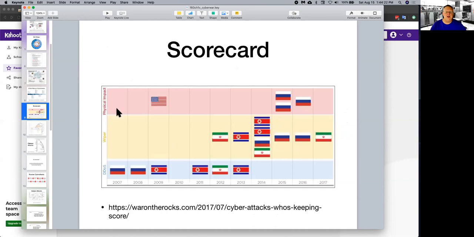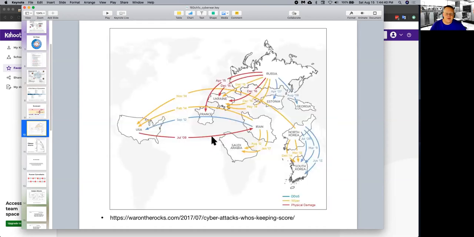So in the scorecard, as far as doing physical impact, the United States was first in 2009 against Iran, and Russia has come out more recently doing it. There's wipers that just erase all the data on a machine to hide your tracks, and then DDoS, which is very common. These are common types of attack, and here's a chart of them all. You can see everybody hacks everybody, but the United States is probably the number one target, certainly for China.